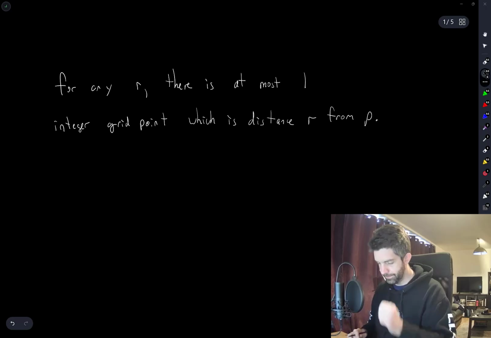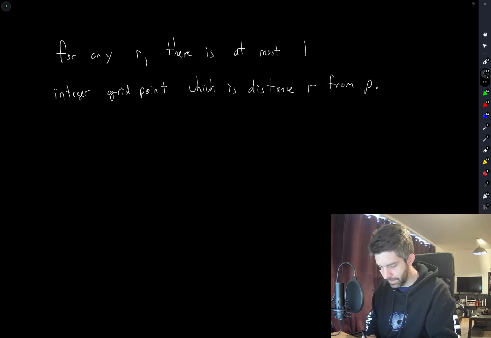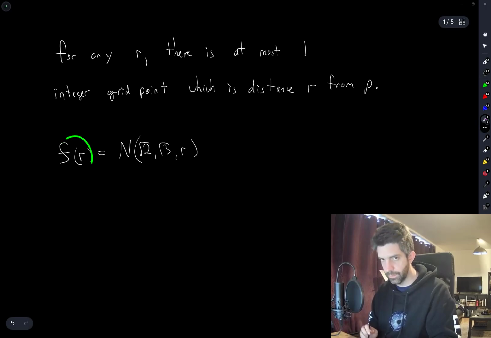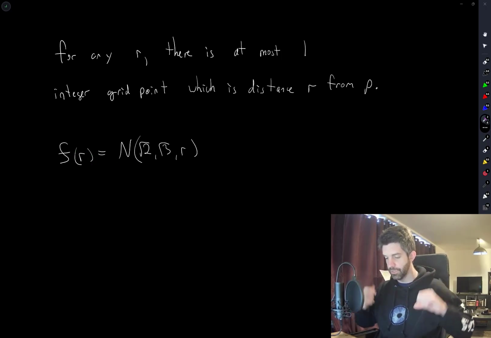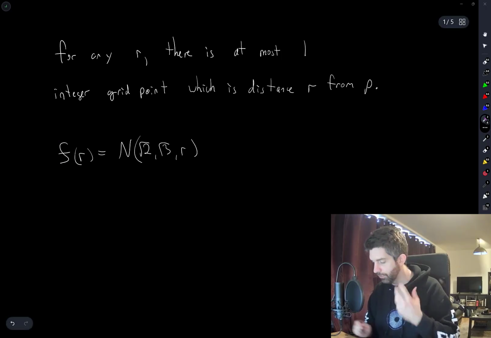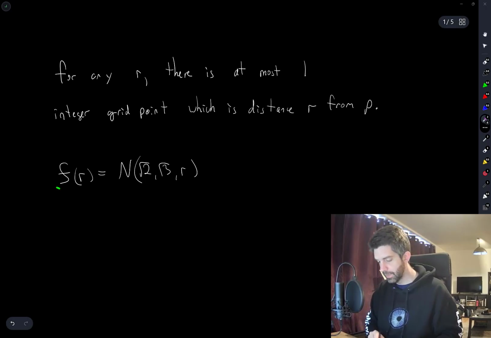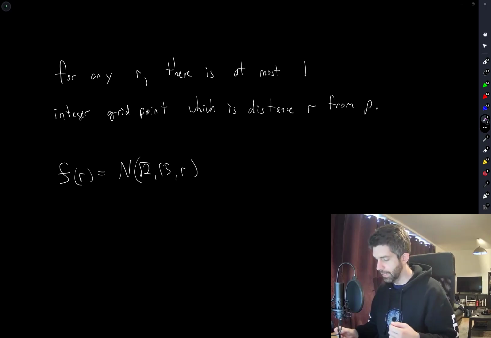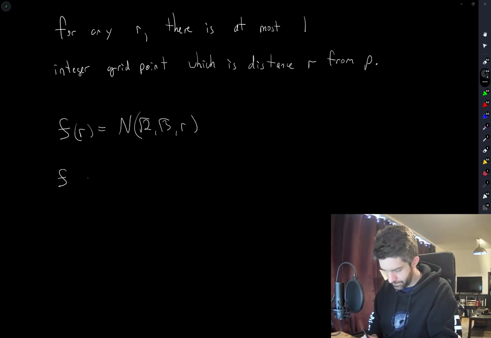So what this means is that if I take the function f of r equal to n(√2, √3, r), f is an integer valued function because of the way that this function n is defined. As I increase r, I'm taking circles of larger and larger radius around this point, and I'm counting how many grid points lie inside that circle. So because f is about counting grid points, it's always an integer, but this property is saying that this function can only increase by one at a time. It can never jump up by more than one.